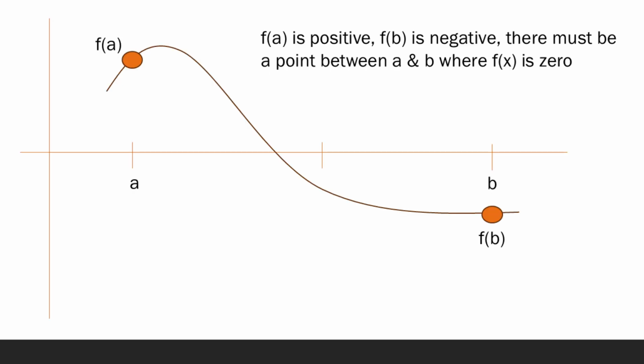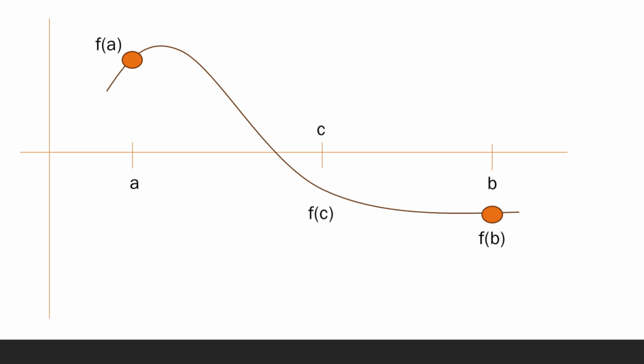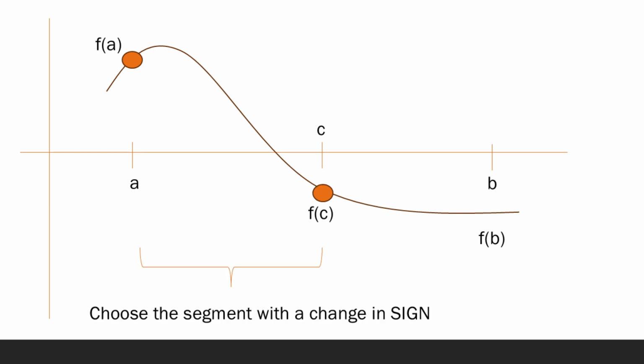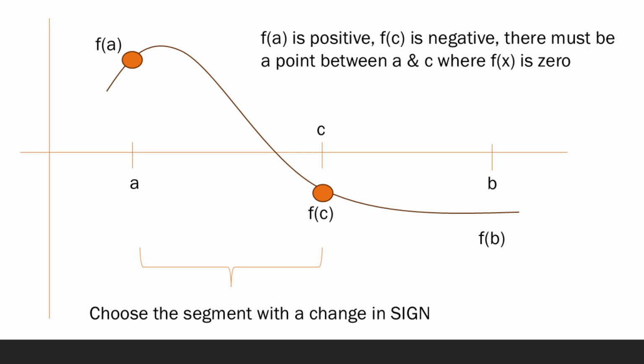So for example, in this graph, f(a) is positive, f(b) is negative, so there must be a point between a and b where f(x) is 0. So let's get the midpoint of a and b, get the bisection, and we get c = (a + b) / 2, and then we look for c. We find c, and it's something like this. Now, choose the segment with a change in sign, and that'll be AC rather than CB. Now, f(A) is positive, f(C) is negative, so there must be a point between A and C where f(x) is 0, the same point that we had a while ago.